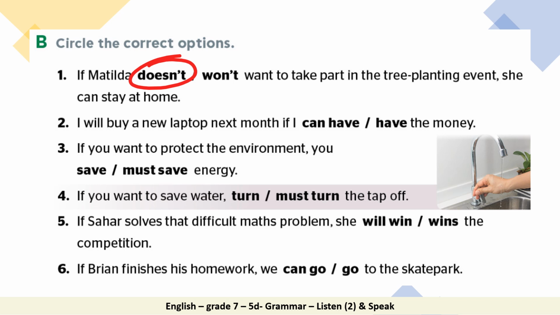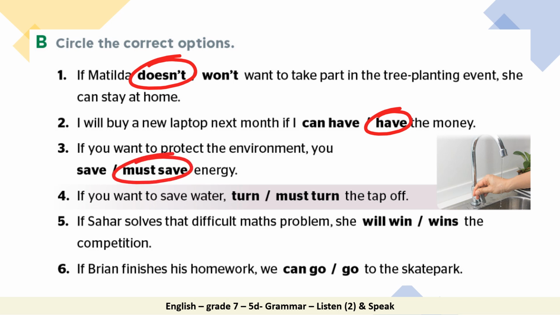Sentence 2. I will buy a new laptop next month if I can have or have the money. This is the if clause, so the answer is have. Sentence 3. If you want to protect the environment, you save or must save energy. This is the main clause, so the answer is must save.